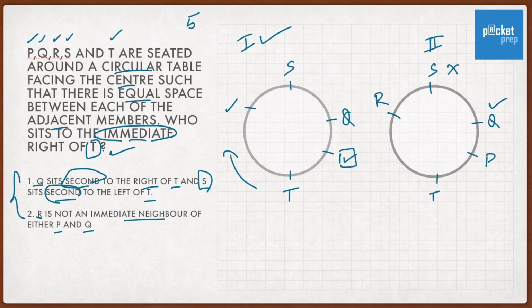Now then, let's look into the question. Who sits to the immediate right of T? The person sitting to the immediate right of T is P. So in this question, statement 1 and 2 are required to get the solution.